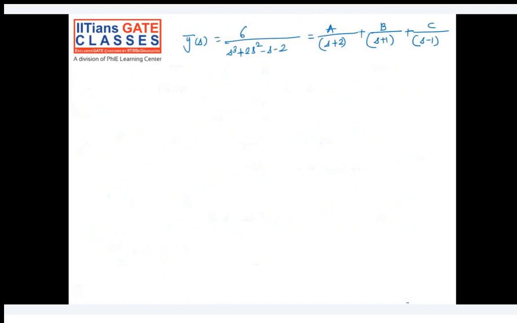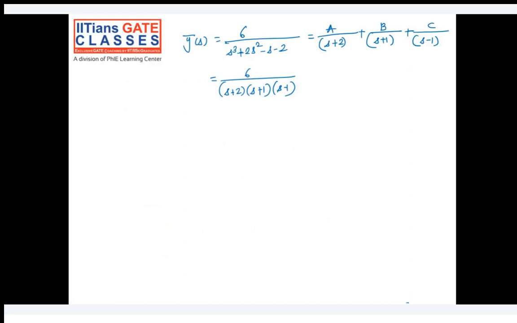No, see what I'm writing. 6 divided by s plus 2, s plus 1 and s minus 1. It is not s plus 1 whole square or something like that. It is like this: s square minus 1, and s square minus 1 can be written as s plus 1 and s minus 1, right? So you can do it either way, we can solve, no? Yes, you can use that. So this is again a simpler method you can use.